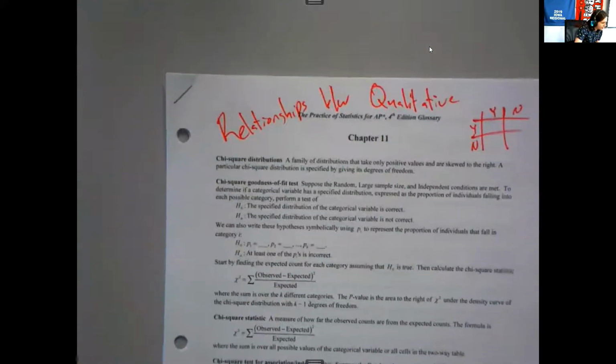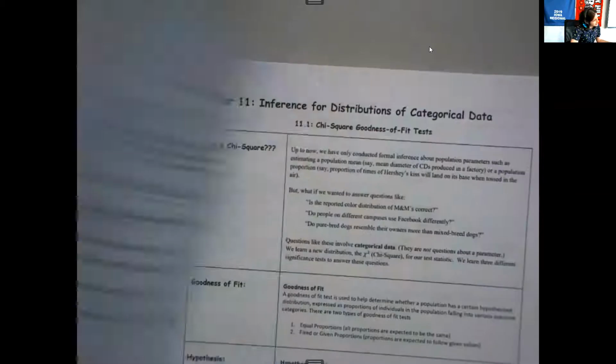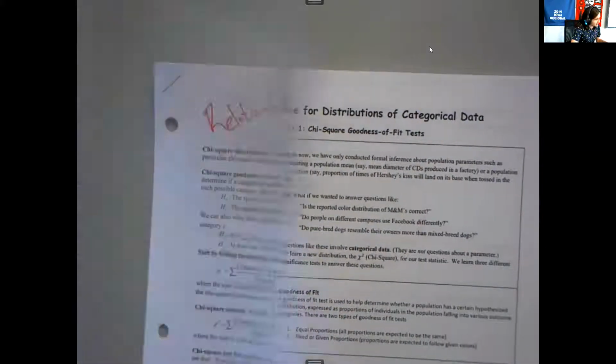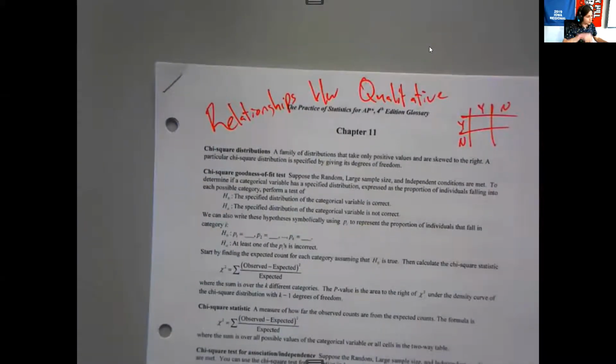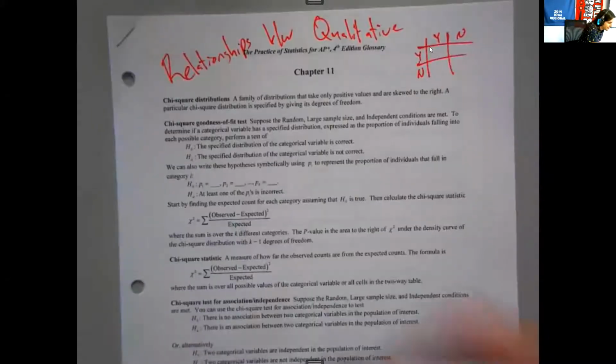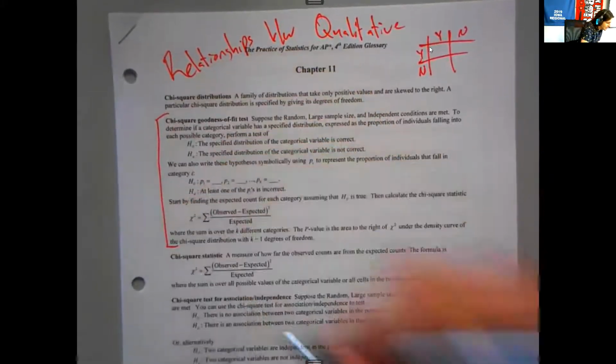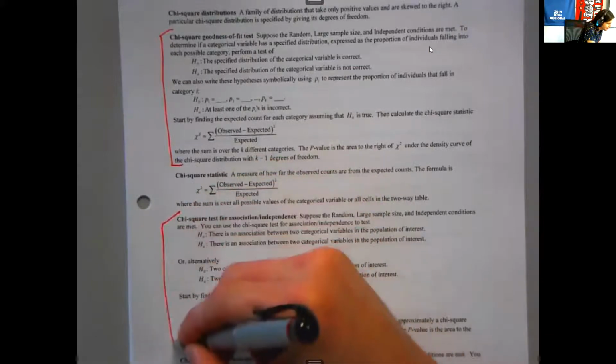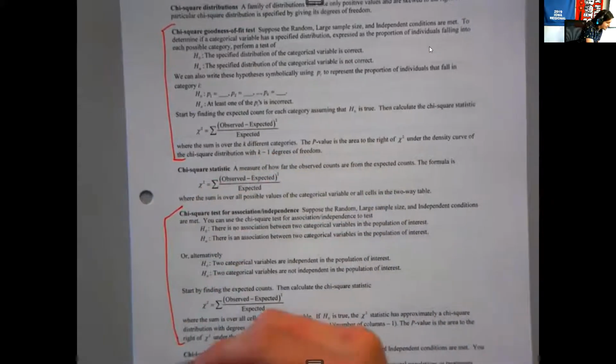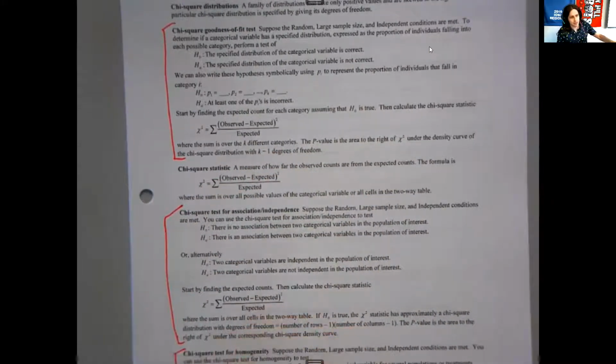So you have vocabulary here. It's really not that many things. You're going to find that a lot of these can be bundled into one or two cards. The goodness of fit test is its own thing. The chi-square test for association independence, that's its own thing. Homogeneity test, that's its own thing. There's really not that many things there. A few big note cards would be my suggestion.